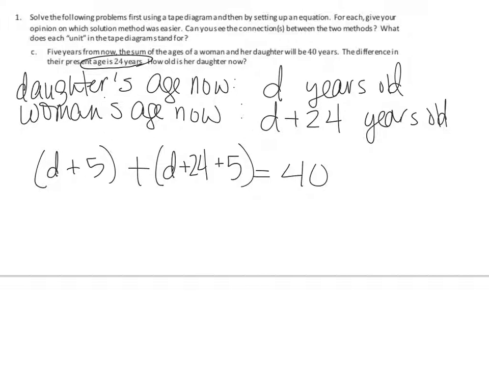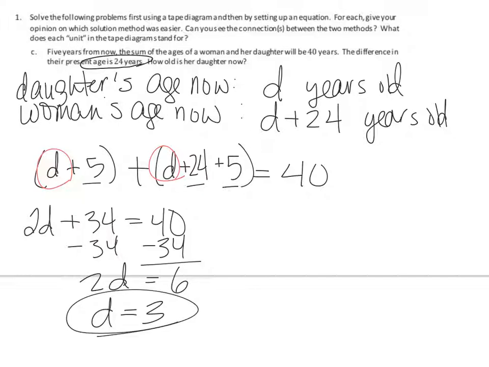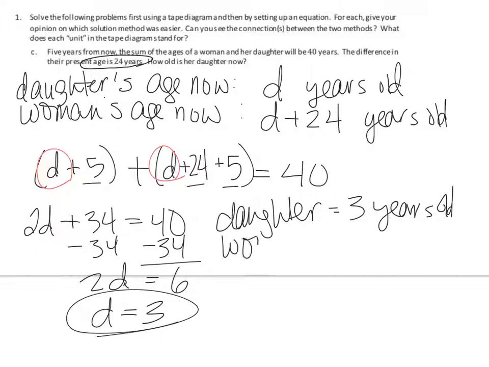I have D and D is 2D. 5 plus 5 is 10, plus 24 is 34. Subtract 34 from both sides, I get 6. So D equals 3. So that means the daughter is 3 years old. And the woman, I don't know why we're not calling her a mom, is 27 years old.